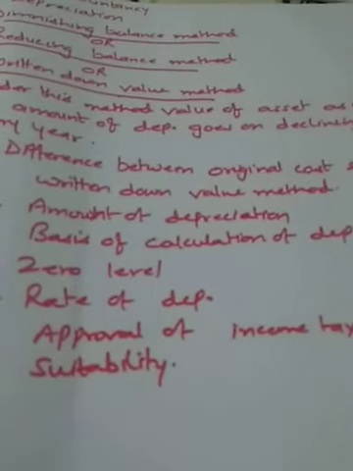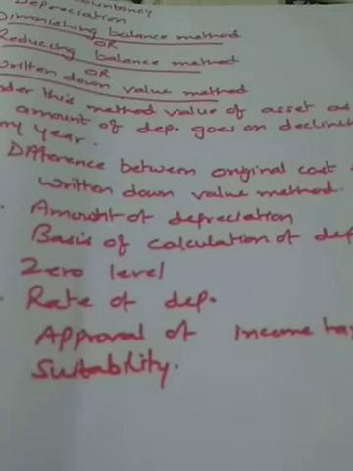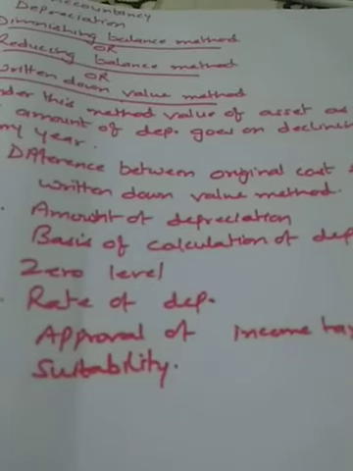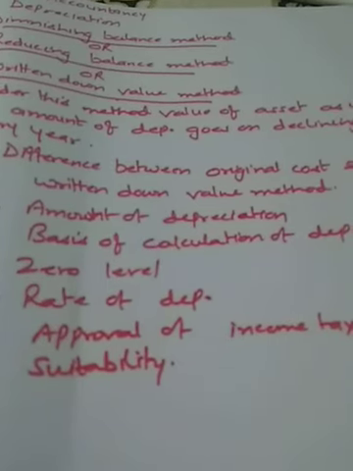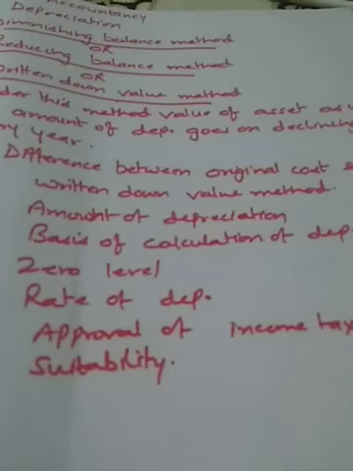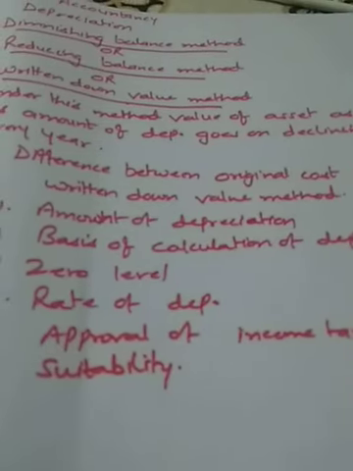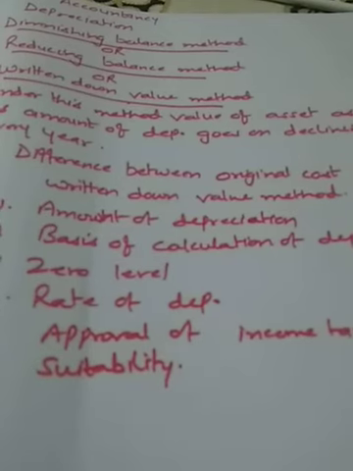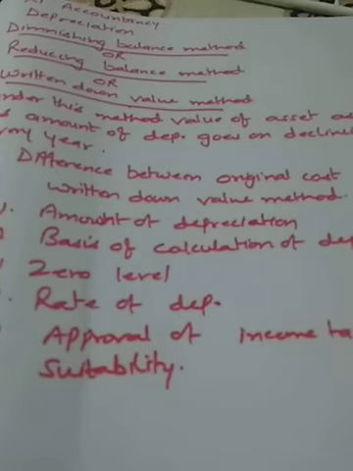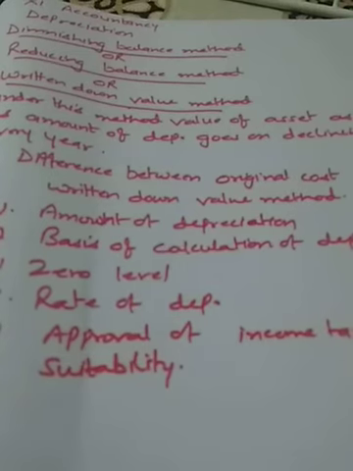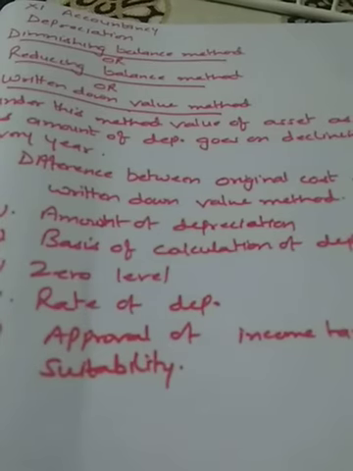Next one is zero level. The book value of asset can be reduced to zero under original cost method, but in diminishing balance method, the book value of the asset can never be reduced to zero. Then rate of depreciation. Under straight line method, rate of depreciation is kept low in comparison to diminishing balance method. And under diminishing balance method, the rate of depreciation is kept high.